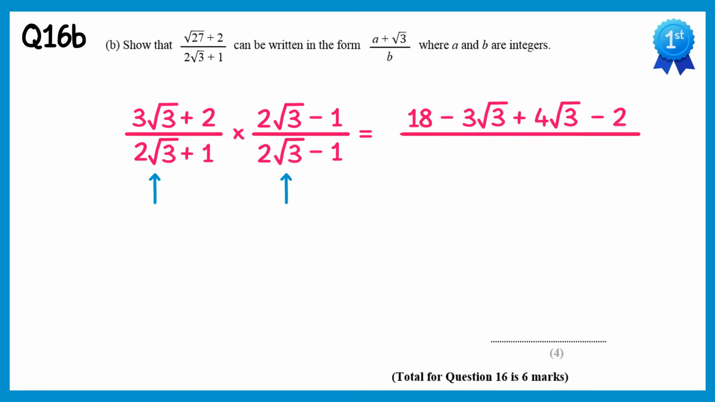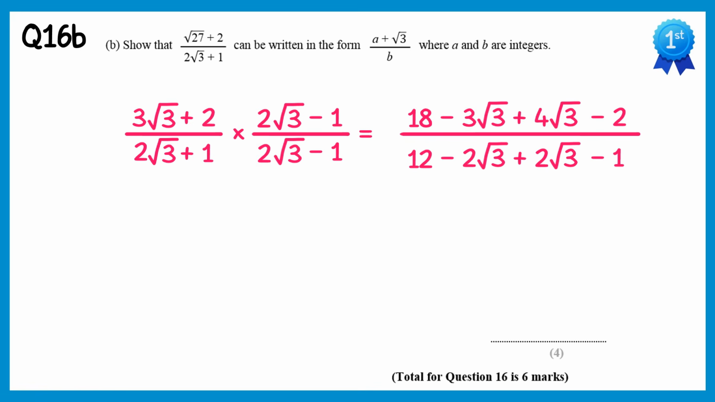2 root 3 times 2 root 3. 2 times 2 is 4, and root 3 times itself is 3. 4 times 3, 12. We then do 2 root 3 times negative 1, which is negative 2 root 3, and then 1 times 2 root 3, which is plus 2 root 3, and 1 times negative 1 is negative 1.